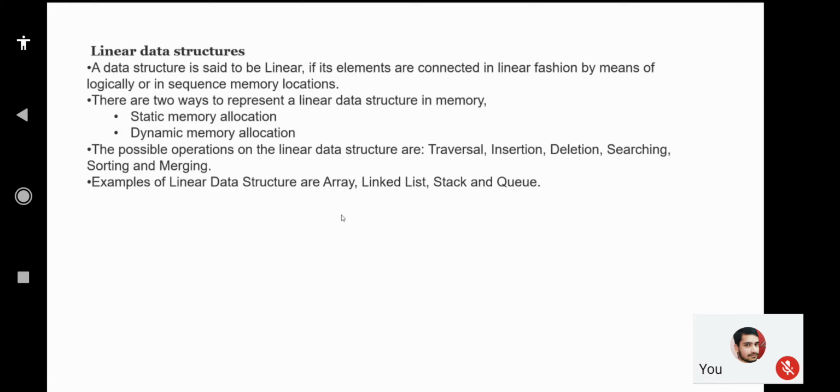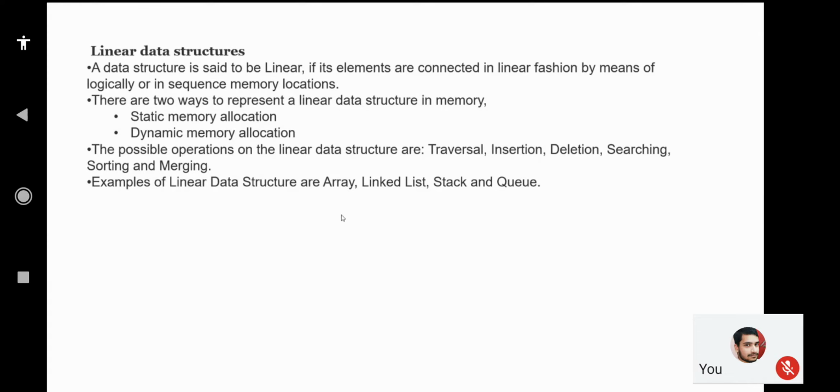In case of array, you already know that the elements are stored in sequence of memory locations. But in case of linked list, the elements are stored not sequentially, but the linearity comes from their logical sequence. I will discuss that. There are two ways to represent linear data structure. One is static memory allocation, that is using array, and another one is dynamic memory allocation.